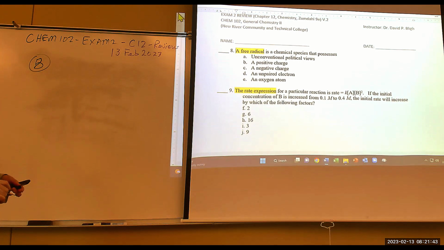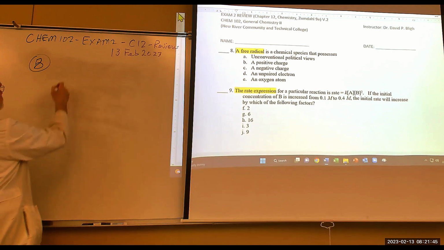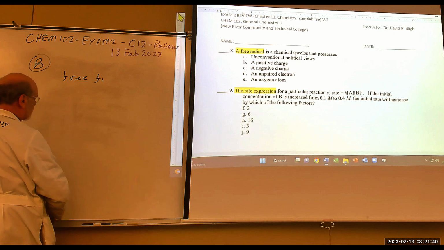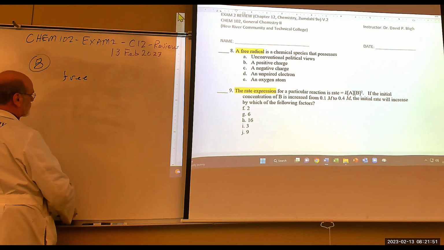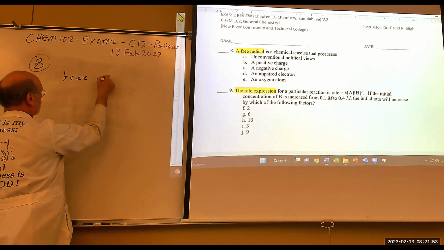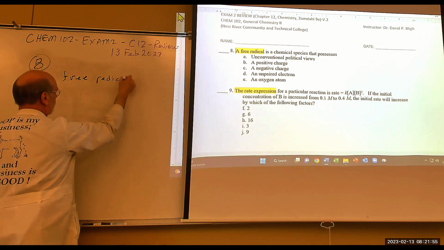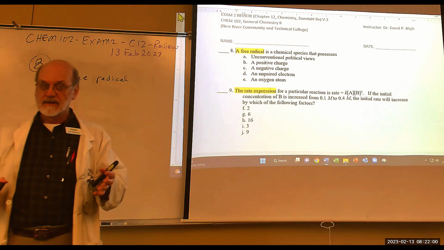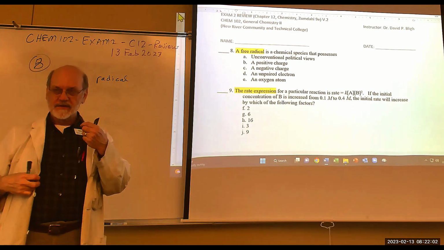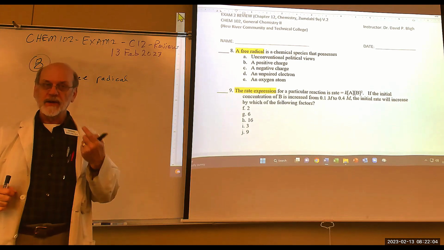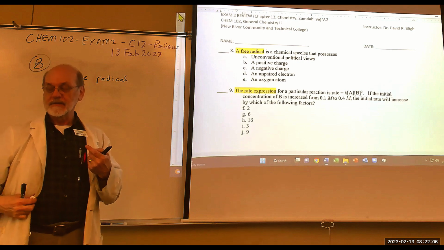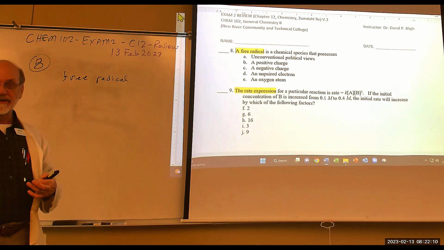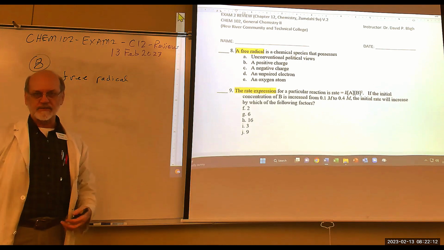A free radical is a chemical species that possesses what? We talked about this. What is a free radical? It's any element or compound that possesses at least one unpaired electron. That unpaired electron makes it extremely reactive and dangerous for biological systems.